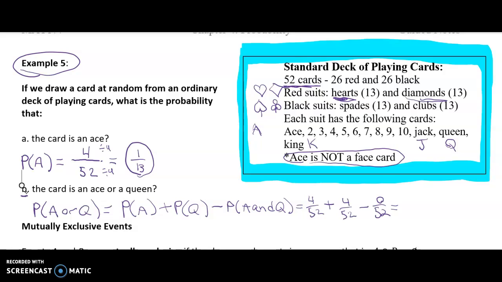So we have 4 out of 52 plus 4 out of 52 minus 0 out of 52, giving me 8 out of 52, or simply 2 out of 13. Even though ace and queen didn't have an intersection, they're disjoint events, so you could just add them up. I always like to encourage students to think about this intersection and whether they need to subtract it or not for any problem, because then you won't forget when the time comes that you do need to use it.